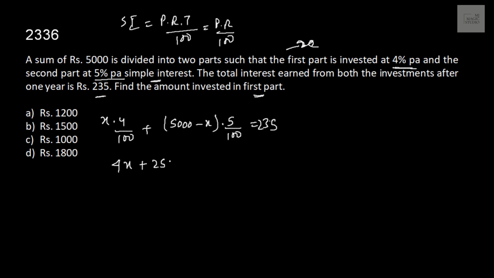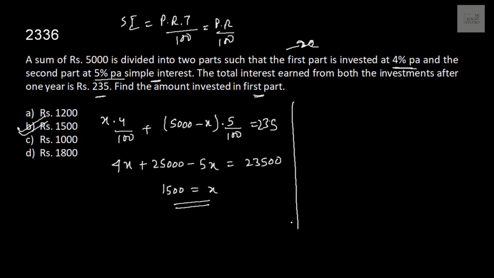4x plus 25,000 minus 5x equals 23,500. 25,000 minus 23,500 is 1,500, and here goes the x. X is 1,500, that is option B. This is the equation method to solve this. This is very easy to calculate, no problem.